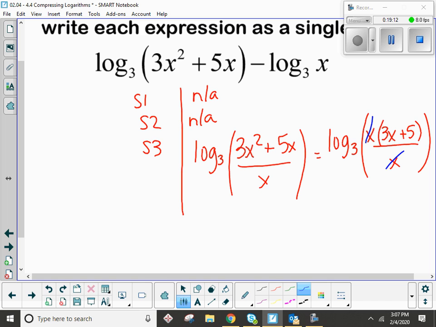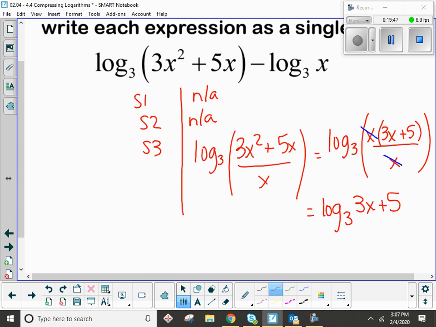Let me show you some bad math. Are you ready? This is bad math. Because the 3x is being added to the 5. You cannot cancel things that are being added or subtracted. Just things being multiplied. Those are called factors. Factors are being multiplied. Terms are added or subtracted. So it's these x's that get canceled, leaving me log base 3 of 3x plus 5.